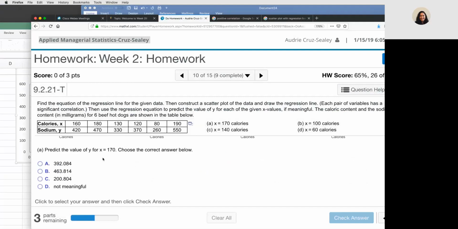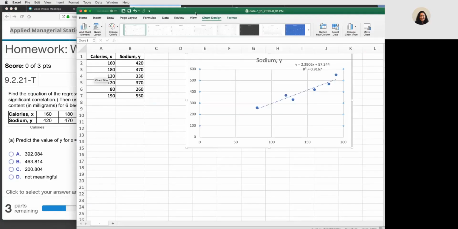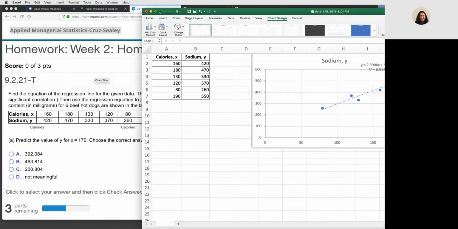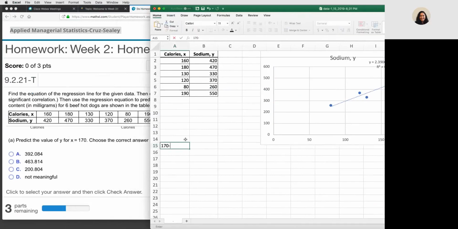Now, this one has me substituting some values in for the X into your regression line. Do you all remember how I did that? No, yes? It's okay. I can review it again. The first thing I do is I notice that my first number is 170, okay? So I'm going to come over here and pick a box. It can be any box, and I'm going to type the number 170 inside the box.